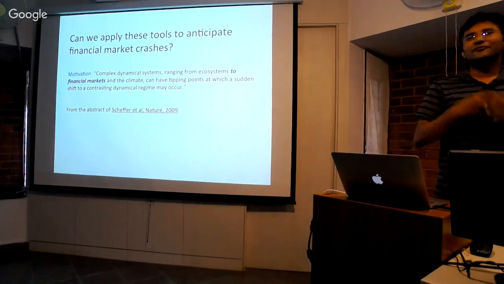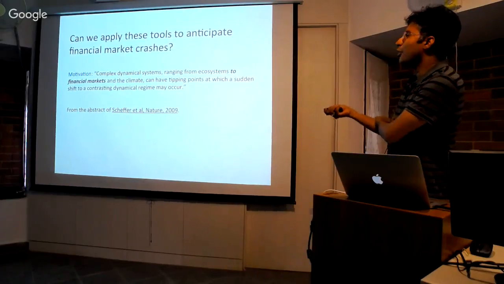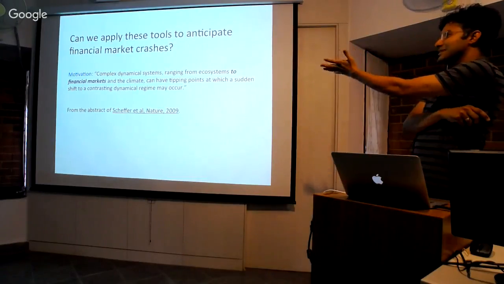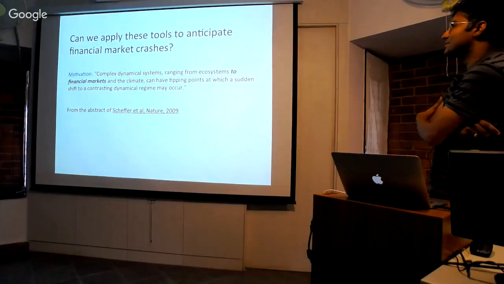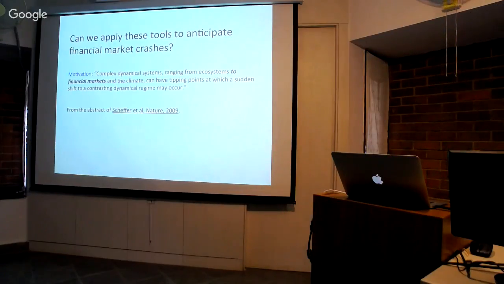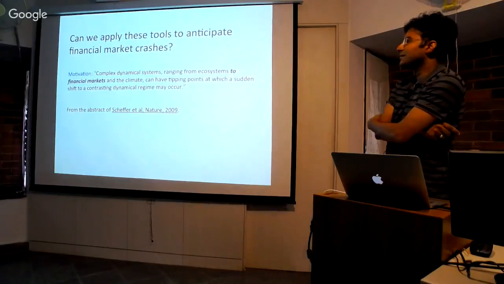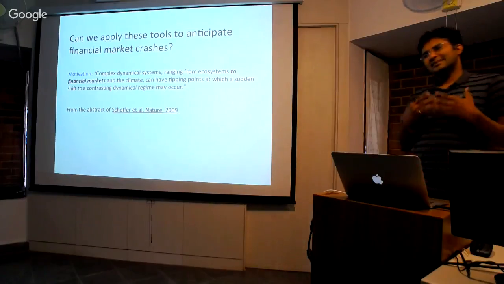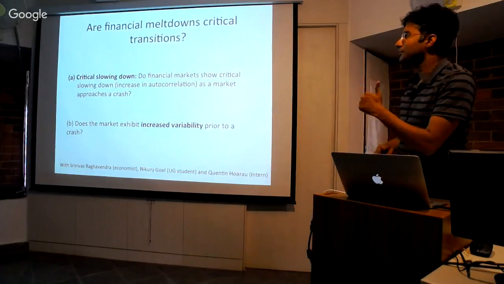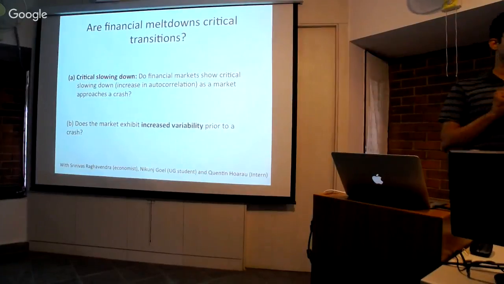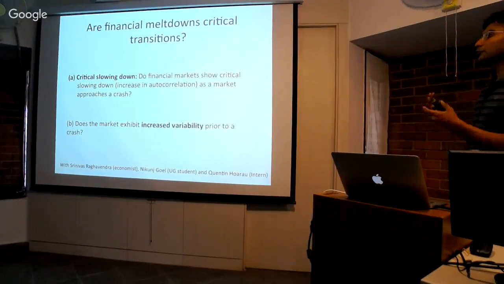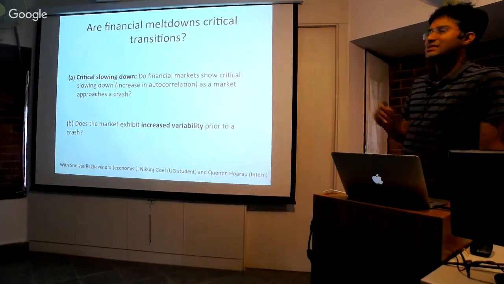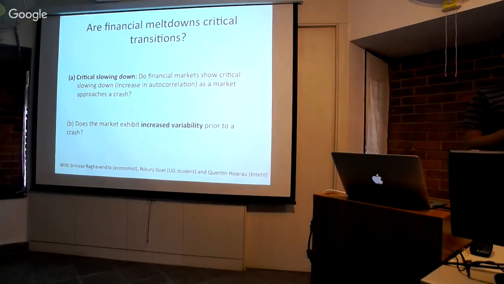Okay, so now I want to briefly go through another interesting work, almost as a digression, we did looking at financial markets. If you look at various review articles in this literature, the first sentence of the abstract says that complex dynamical systems, ranging from ecosystems to financial markets and the climate, have tipping points at which a sudden shift to a contrasting dynamical regime may occur. So they all hypothesize that financial markets are also critical transitions. If it is true, we should find evidence for critical slowing down, right? So that's what we set out to find out. Do they show evidence of critical slowing down? Do they show evidence of increasing variability? These will be two predictions of this theoretical framework.